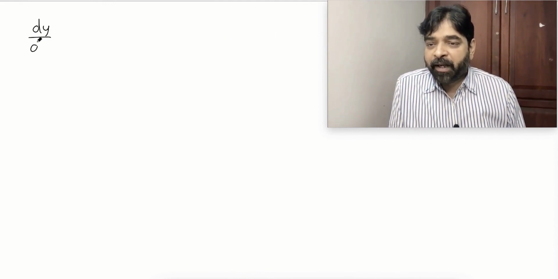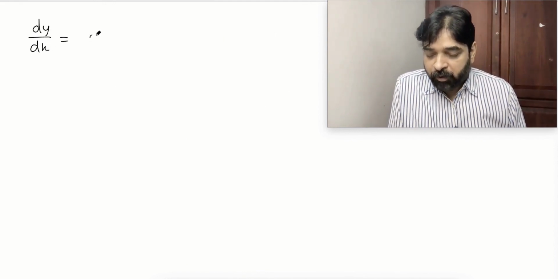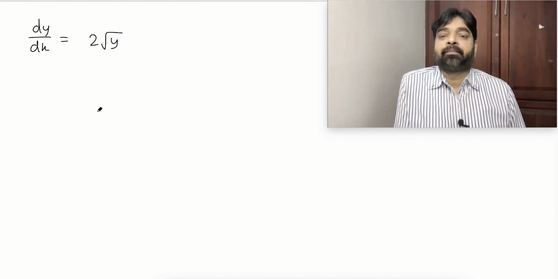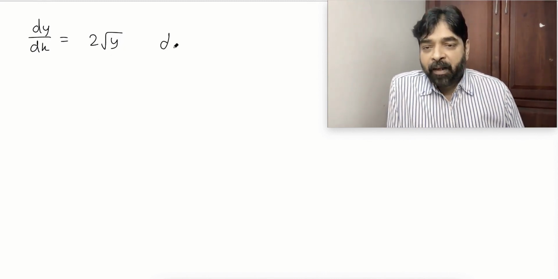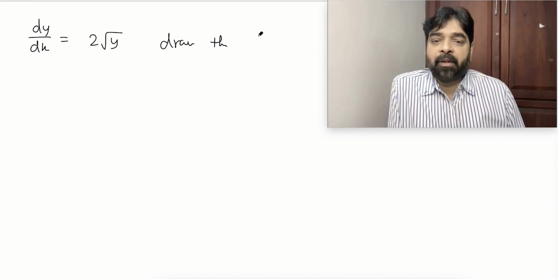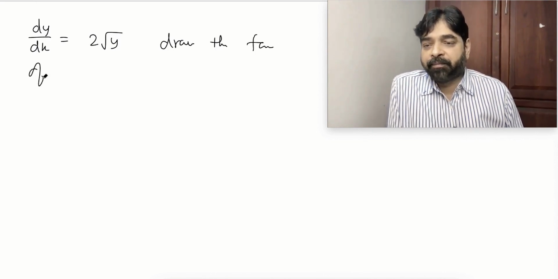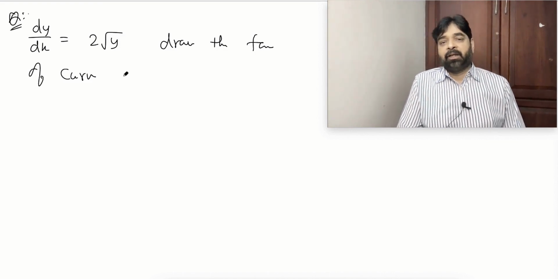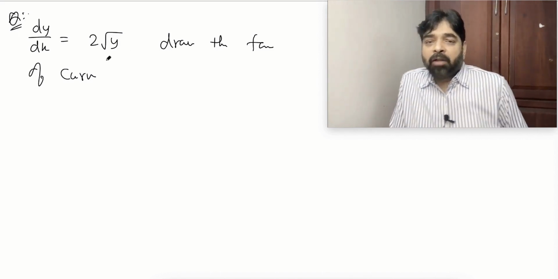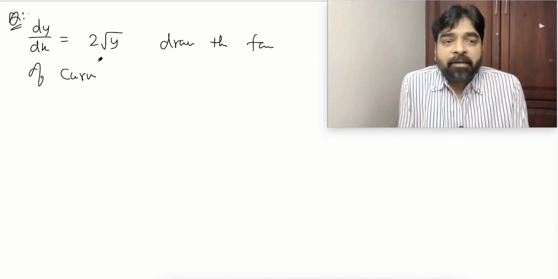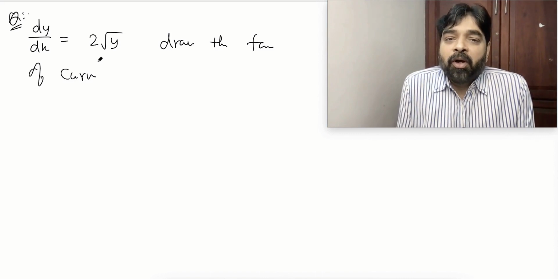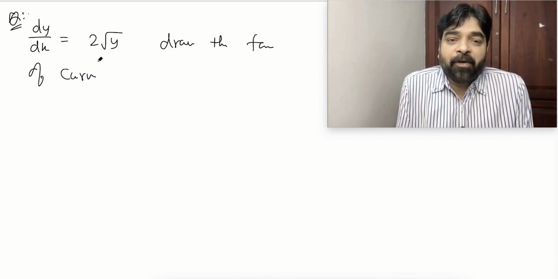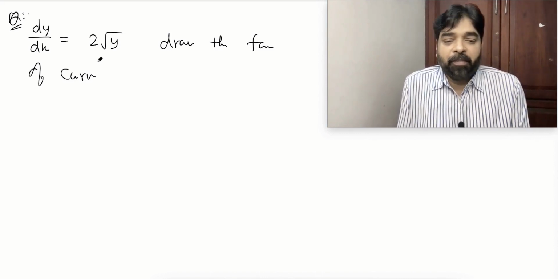One simple question. dy by dx equal to 2 root y. Draw the family of curves. Do you understand the question? I don't want the solution of the differential equation. I want, when you solve this differential equation, you will get a family of curves. I want the graph of that. How can the family of curves graph be drawn? Once you've done, please let me know.